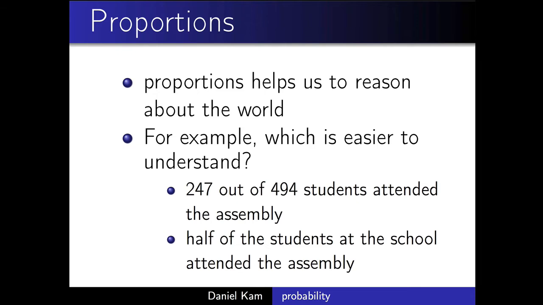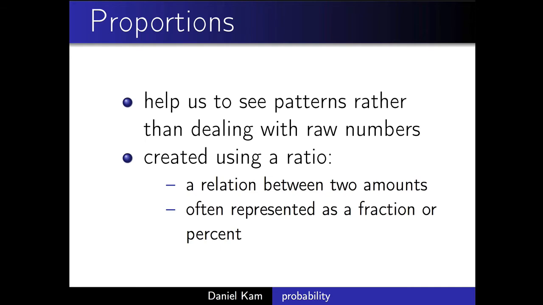For example, if I said, 247 out of 494 students attended an assembly, those numbers don't really mean anything because it's hard to picture numbers when they're so abstract like that. Whereas if I just said half the school attended the assembly, that's pretty easy for us to understand because we know what half of something is because we've seen that in our lives. It has meaning for us and it's less abstract. So proportions take away the raw data and try to show us what it is in the simplest form possible so that our brains can have a chance to understand it. They help us to see patterns rather than dealing with raw numbers.